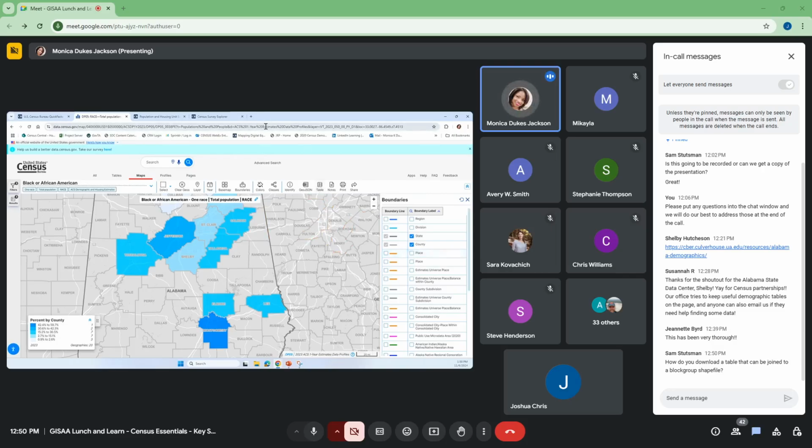I mentioned earlier, if you copy the link here at the top, you can send this map straight to yourself or to someone else, and they can open it right up and it'll go right back to this page without having to do the search.